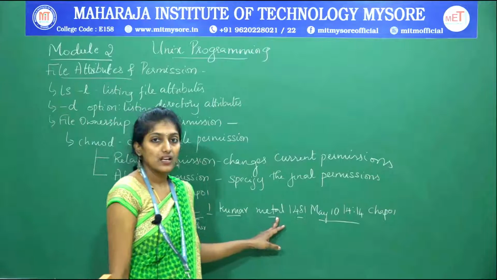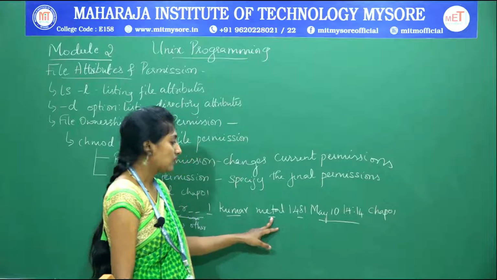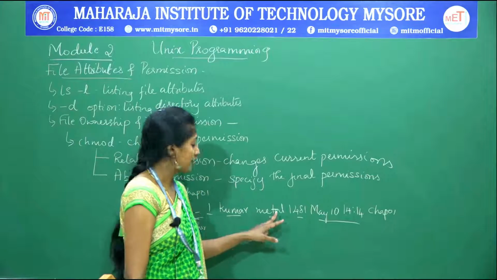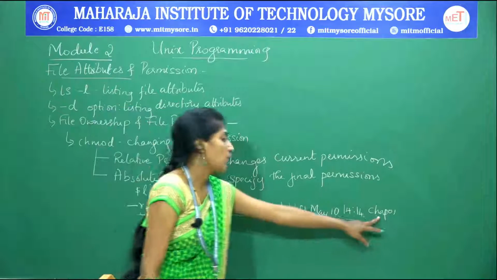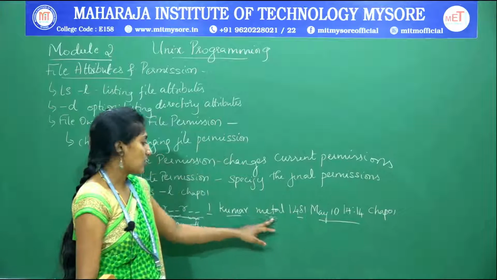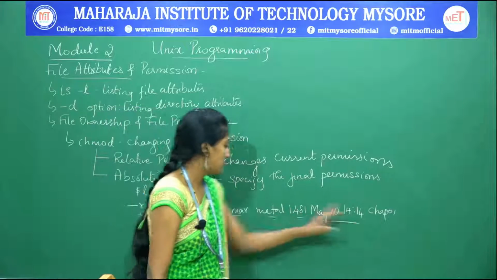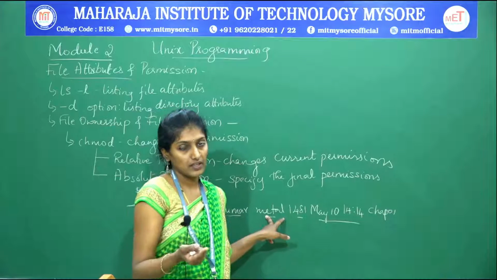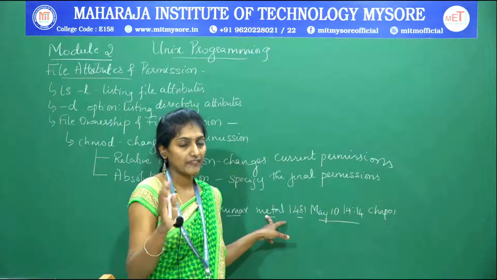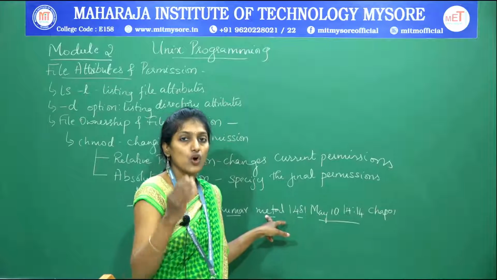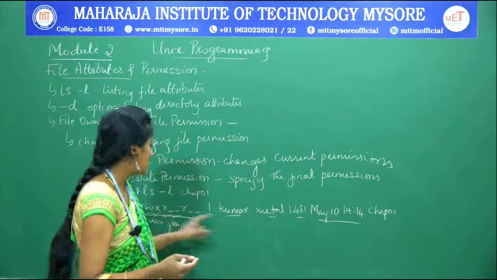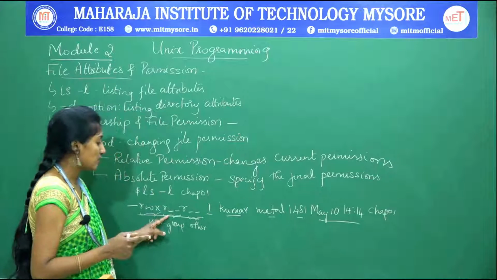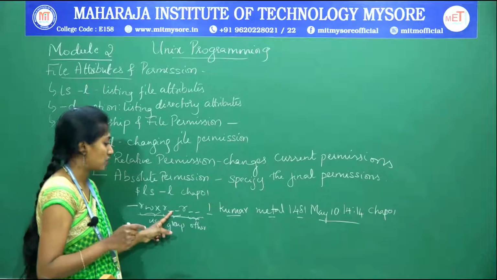Next is what? Group. This displays the group that this particular file belongs to. So the file chapter 1 belongs to the group metal. Under this group, let me assume I have 5 users within this group, all those 5 users can access this chapter 1 file, and those 5 users will have only the read permission here.